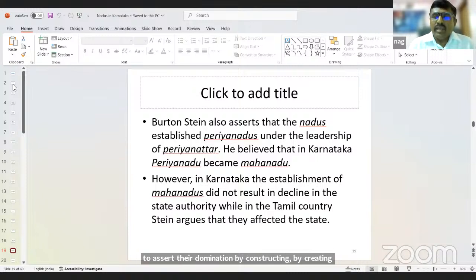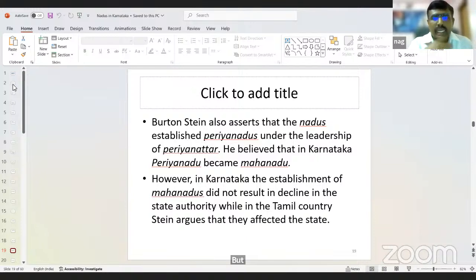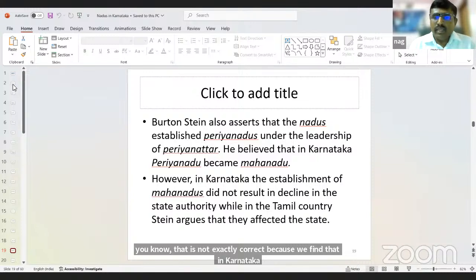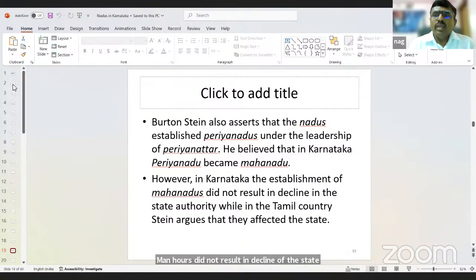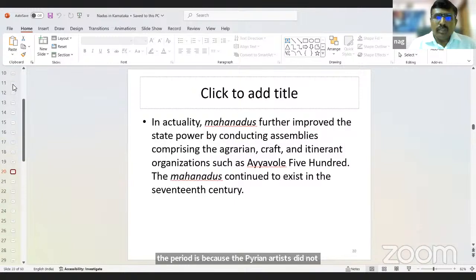In the case of Karnataka, he talks about Mahanadu. He says that Mahanadu was the counterpart of Periyanadu. But that is not exactly correct, because in Karnataka, Mahanadus did not result in decline of the state authority, while in the Tamil country we find Periyanadus affected the state authorities. In fact, it is said that one of the reasons for the fall of the Cholas was the Periyanadus, because they did not cooperate with the state authority, and also chieftains emerged who did not cooperate with the state.